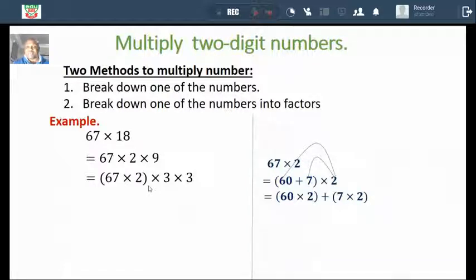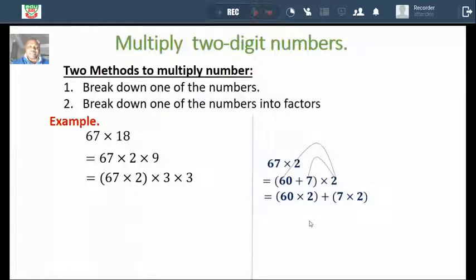Don't forget, because this addition here, it's between the two. So when we multiply this by this and the 7 by 2, we must also add them back. Otherwise, you will be talking of a different number. Now, what is 60 times 2?